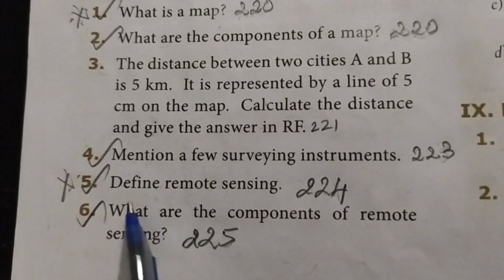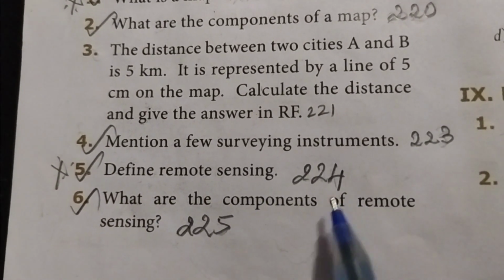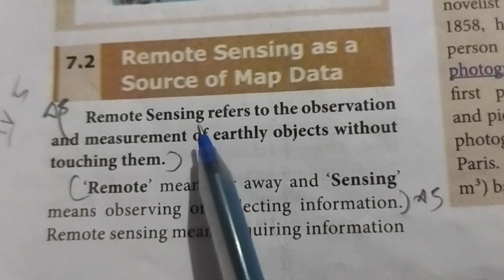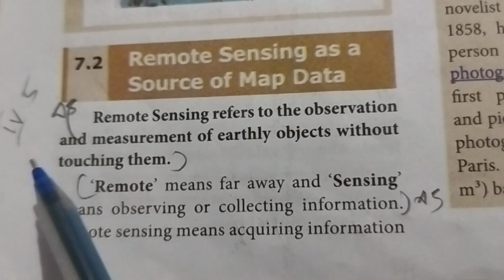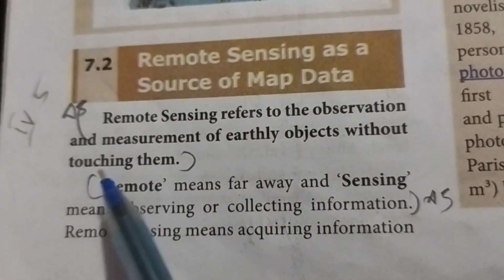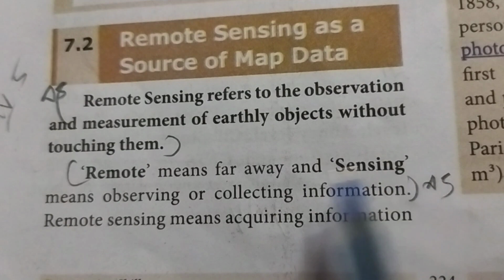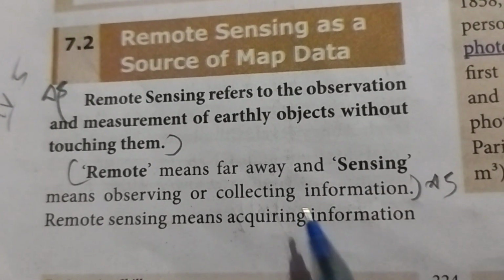Fifth question, define remote sensing. Take page number 224. Remote sensing refers to the observation and measurement of earthly objects without touching them. Remote means far away and sensing means observing or collecting information.